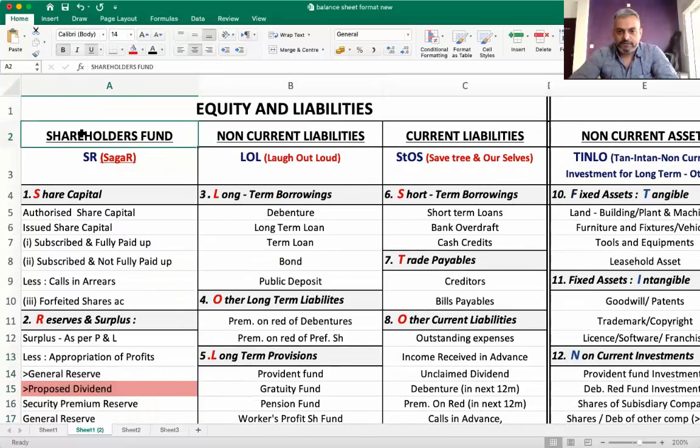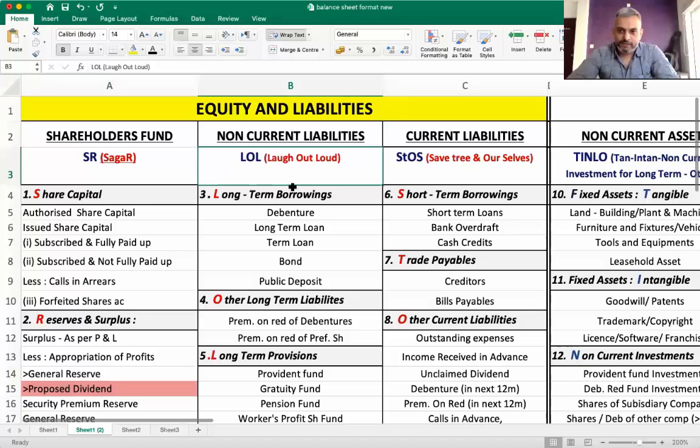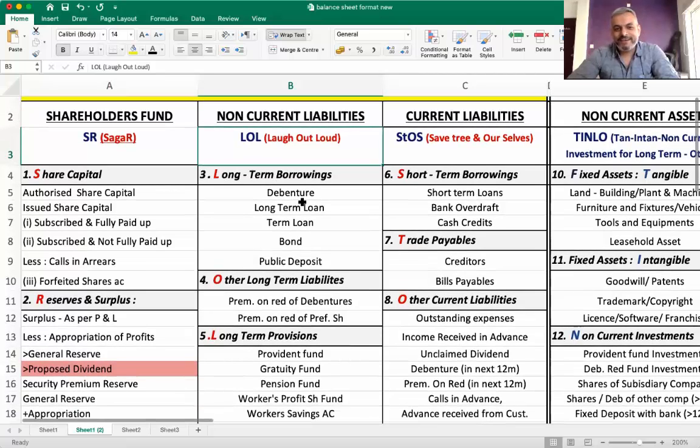Now you have shareholders fund, you have non-current liability, and you have current liability, which are part of your equity and liabilities. So here I have used this symbol LOL. Okay, so LOL is basically long-term borrowing, other long-term liabilities and long-term provision.